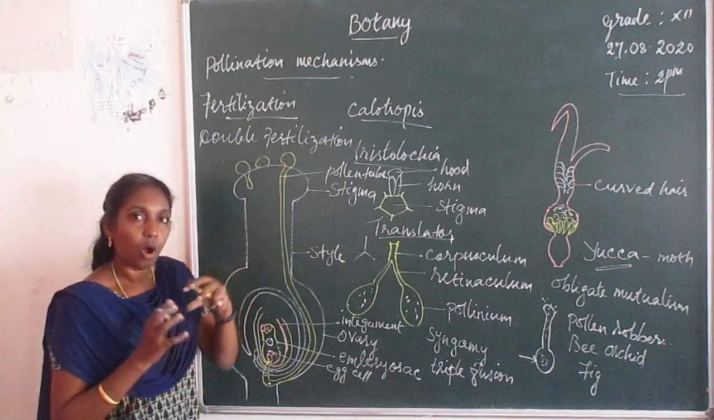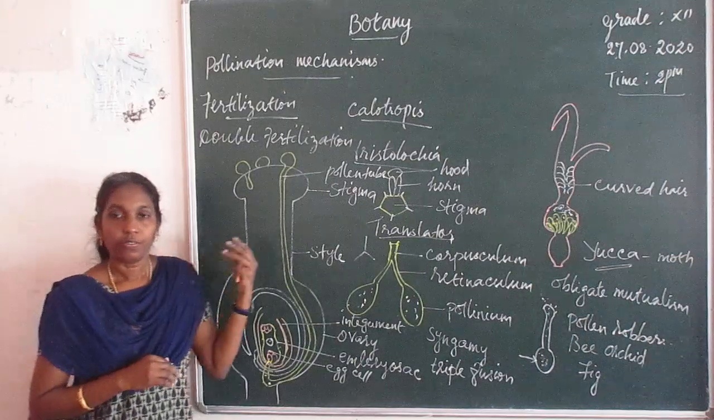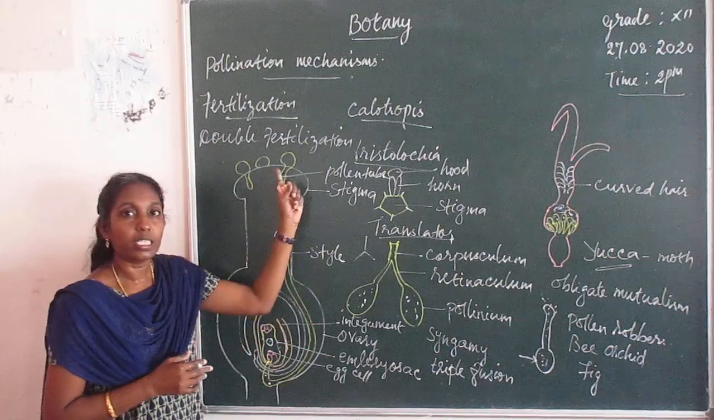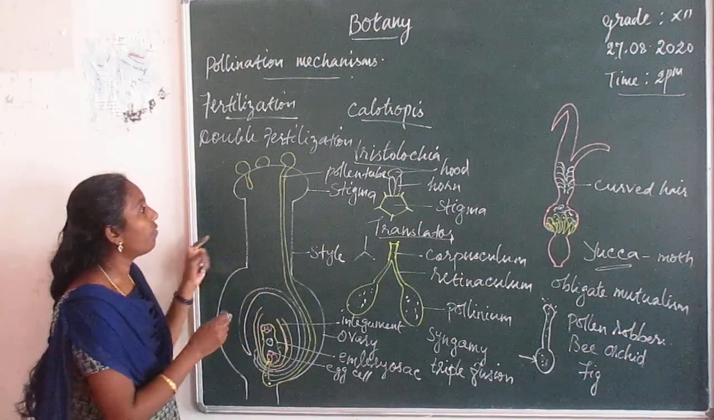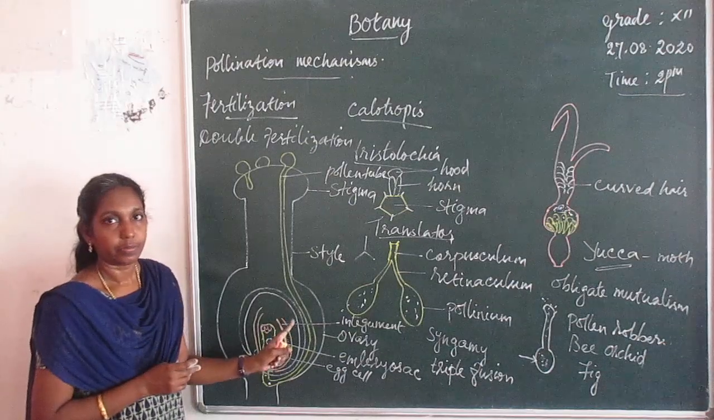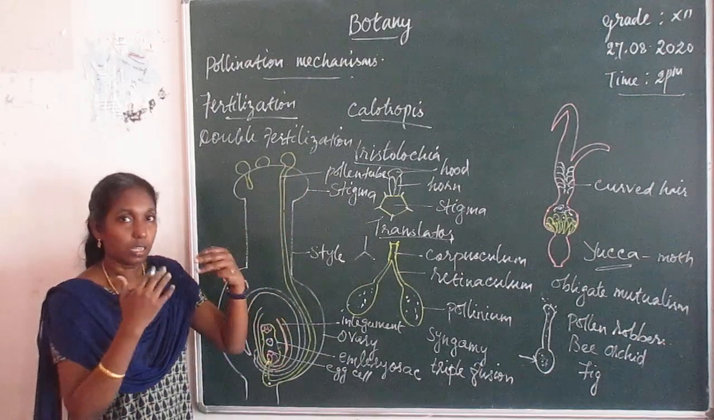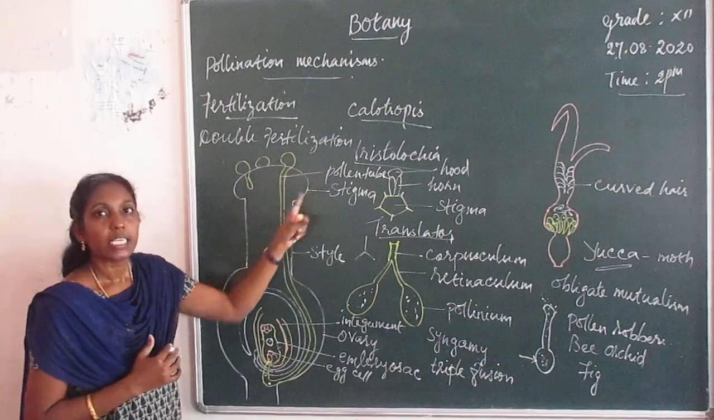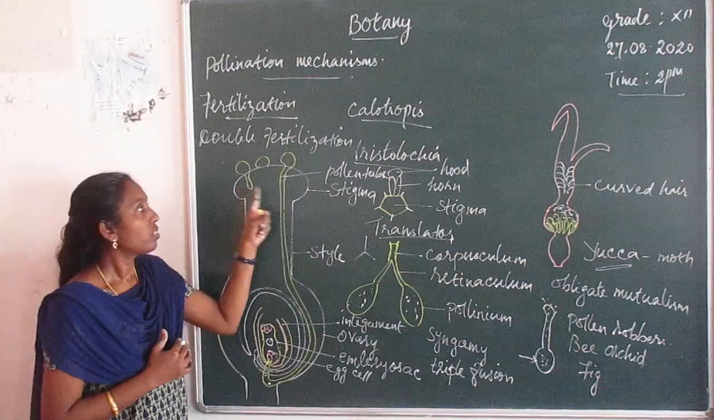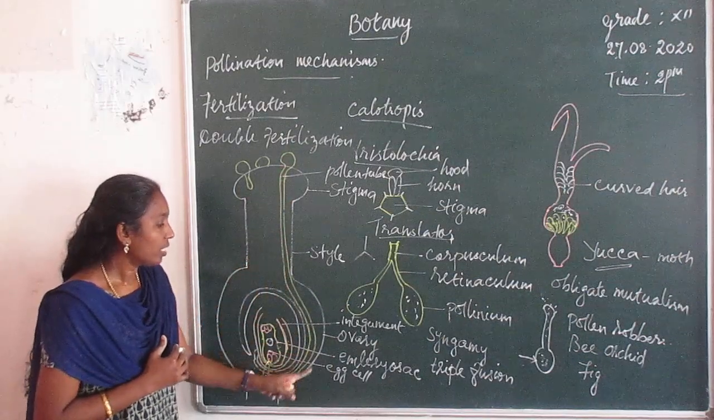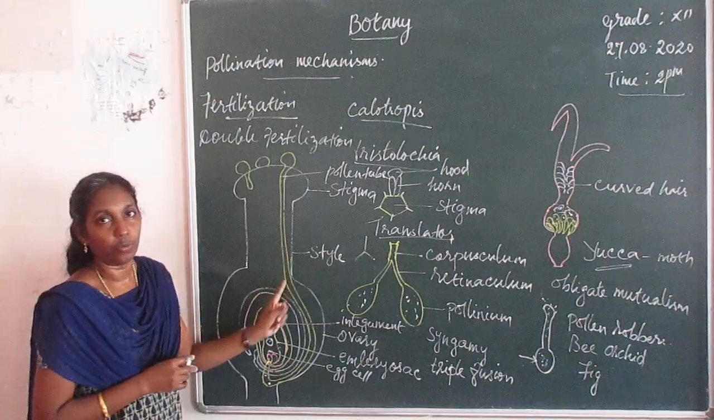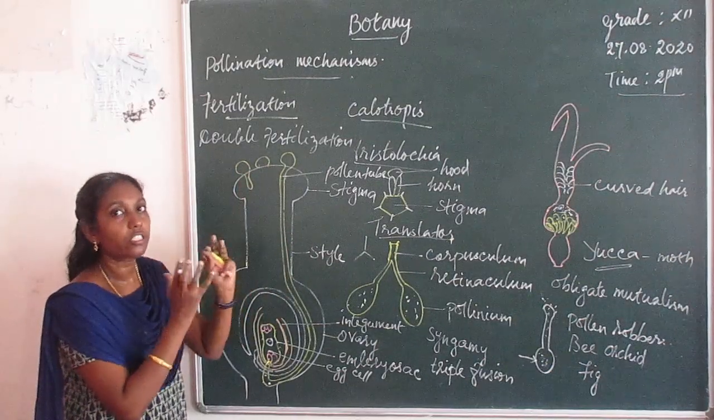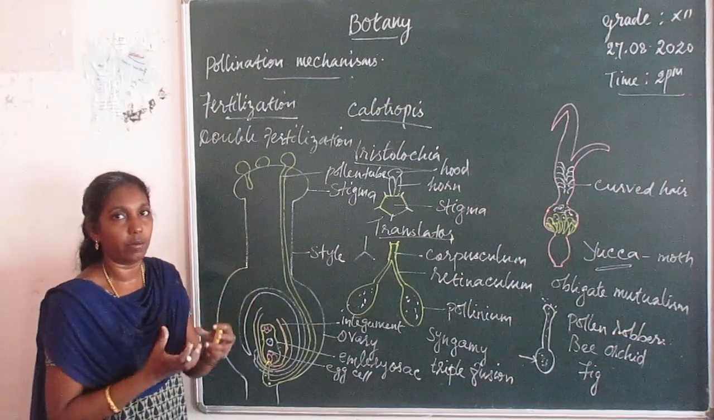If the pollen is compatible, it has to germinate. The pollen grain germinates and forms the pollen tube. This compatible pollen is facilitated by the fluid secreted on the stigmatic surface, so it enters and starts the growth of the pollen tube. As soon as it is compatible, the pollen grain starts to germinate.